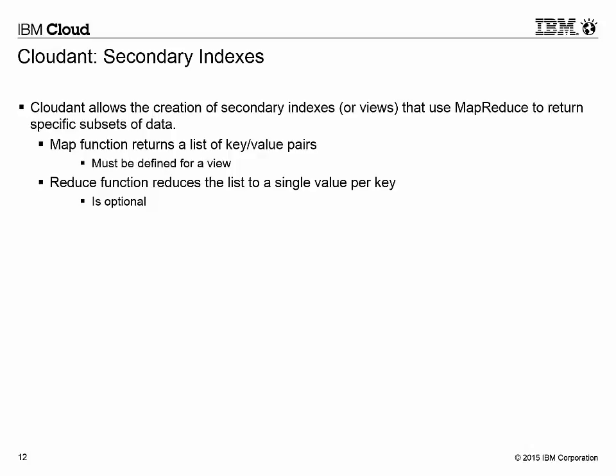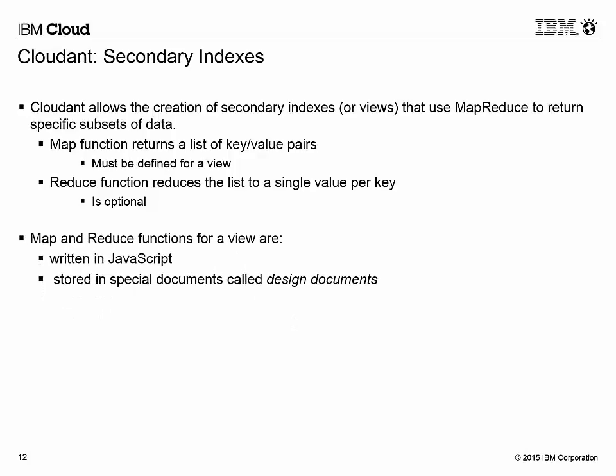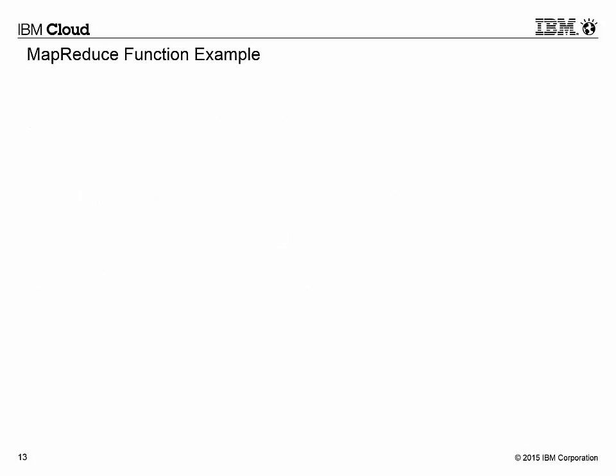The reduce function is optional, and the distinction between the two will become clearer when we go through a specific example. Both map and reduce functions are written in JavaScript, and they are stored in the database in special documents that are known as design documents. So let's look at a specific example, and hopefully this will make the map and reduce functions clearer.